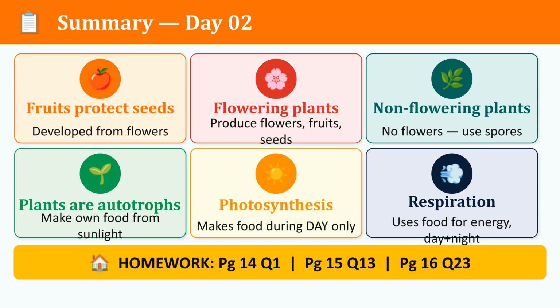Let's revise today's lesson. Fruits develop from flowers. They protect seeds and store food. Flowering plants produce flowers, fruits, and seeds. Non-flowering plants do not produce flowers. Plants are autotrophs because they prepare their own food. Photosynthesis prepares food using sunlight. Respiration uses food to release energy. Photosynthesis happens during the day. Respiration happens day and night. These are today's most important ideas.